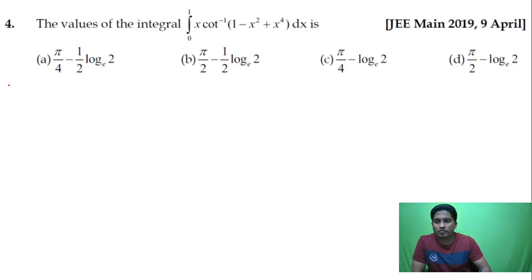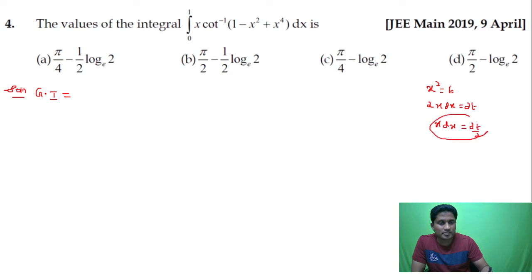Okay, question number 4. See, the given integral is equal to, I'm going to put x square is equal to t, and from this I can write 2x dx is equal to dt. So x dx is equal to dt upon 2.